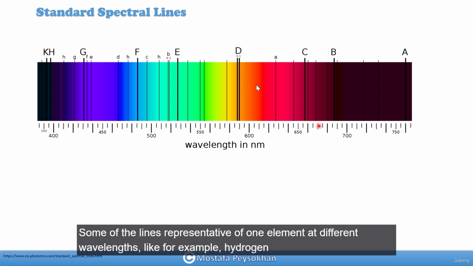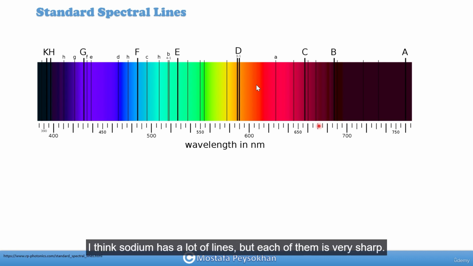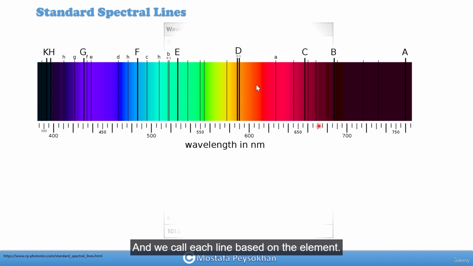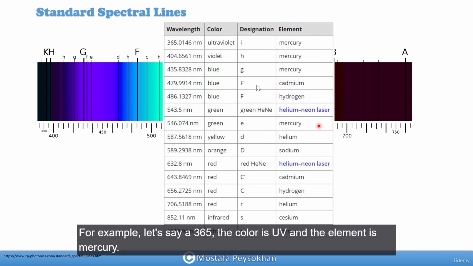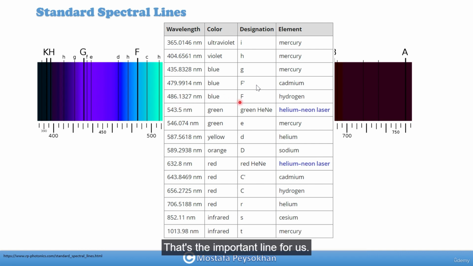For example, hydrogen has two lines here. I think sodium has a lot of lines, but each of them is very sharp, and we name each line based on the element. For example, at 365 the color is UV and the element is mercury. For mercury we have a lot of different lines, but some of them are very important. For example, the F line, which is for hydrogen, and the wavelength is 486.13. That's an important line for us.